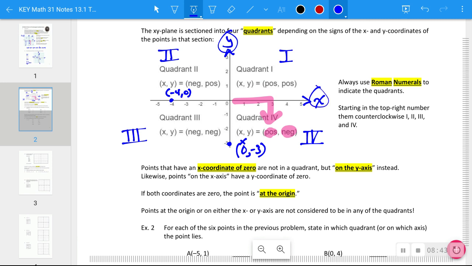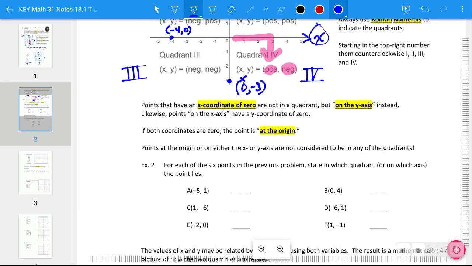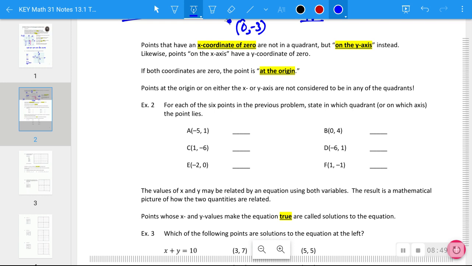And please notice that that is a flip. When you want to be on the x-axis, you have to set the y equal to 0. And when you want to be on the y-axis, you have to set the x equal to 0. Okay, so let's find out where these next points are, and I'll continue after example 2 on the next video.